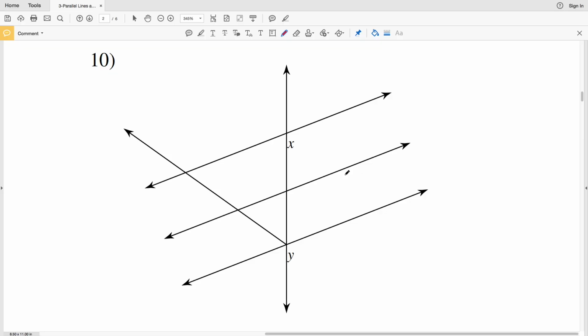And the last problem for this set of directions, number 10. We're looking at angles x and y, and you can see that they are on the same side of the transversal. They are also on the same side of those intersected lines. They are both below the intersected lines. Therefore, they are corresponding angles.